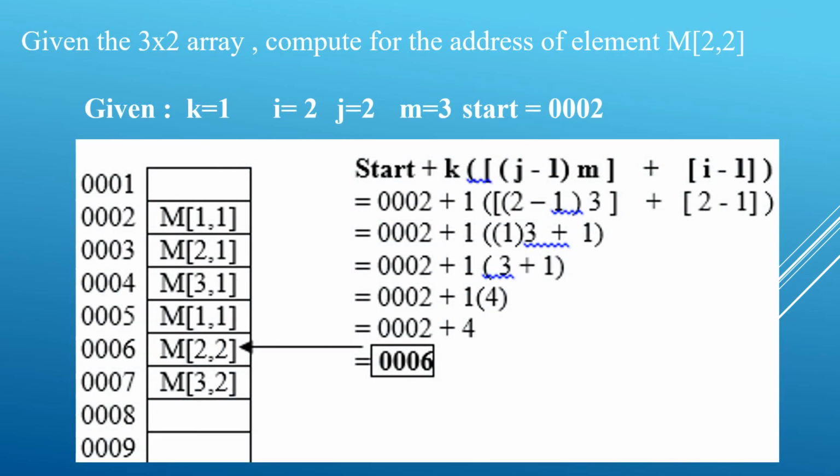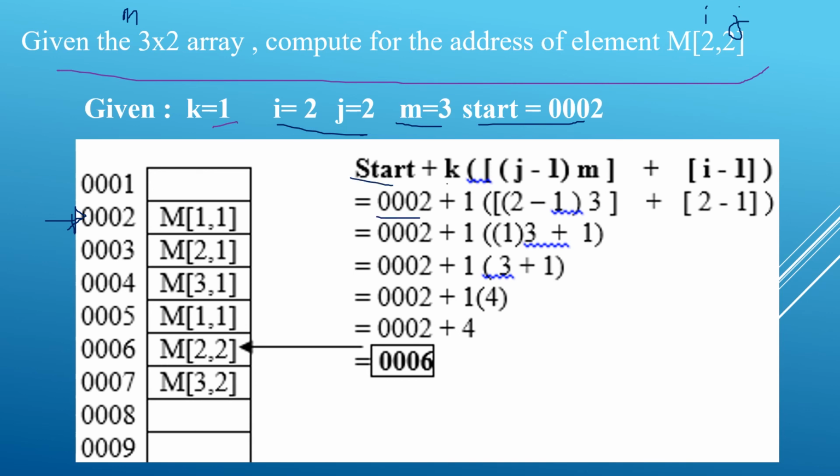Let's have another example. What if we're going to compute for the starting address of the element at row 2, column 2? Okay? So, by default, again, it was not stated what the size of the element is, so k is equal to 1. And then, what's the value of our i? i is the desired row that we are computing for, so we have i is 2 and j is 2. So, both are 2. And then, m is 3. Okay? And then, the starting address of the first element is at address 0002. Okay? So, substituting again all the values of the variables: start is 0002, k is 1, j is 2, m is 3, and i is 2.